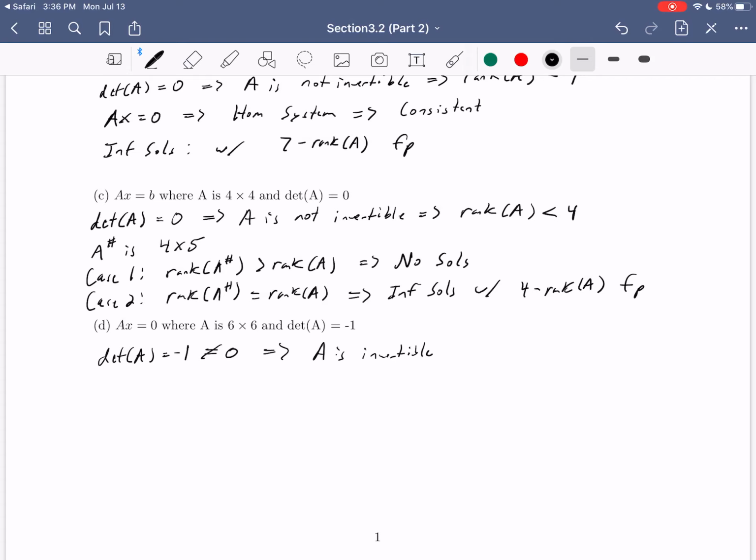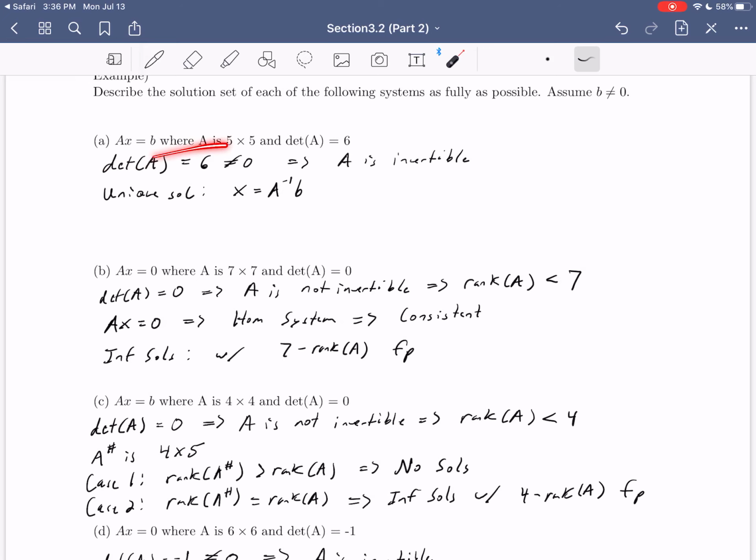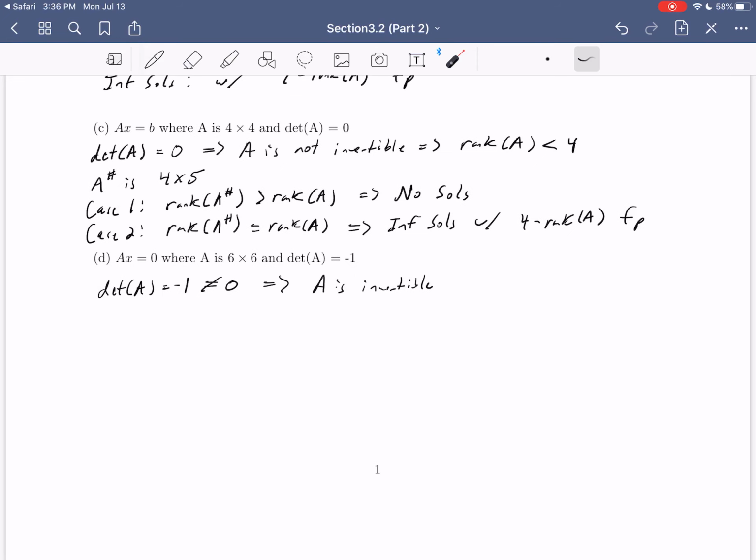So since A is invertible, it's going to be just like this here. We know that there's going to be a unique solution. What is that unique solution going to look like? Well, we could say x is going to be A inverse 0, but we actually can say a little bit more. Whenever you have a homogeneous system and you have a unique solution, we know that that unique solution has to be x equals 0. Because remember, homogeneous systems always have the 0 vector as one of their solutions.